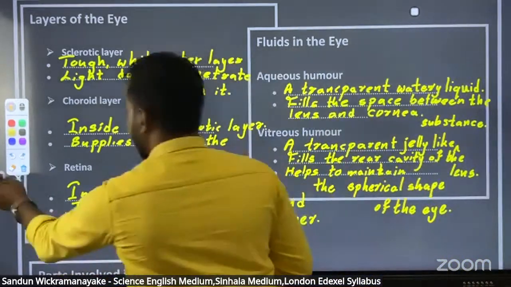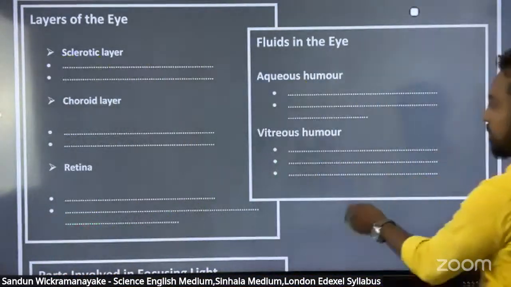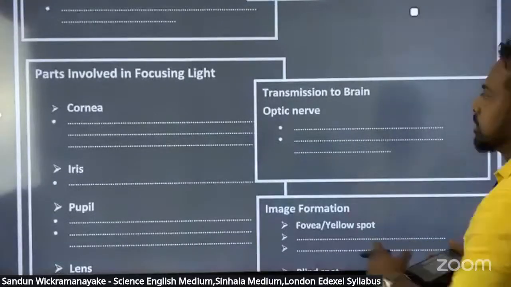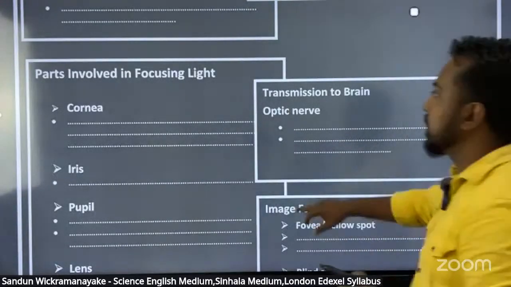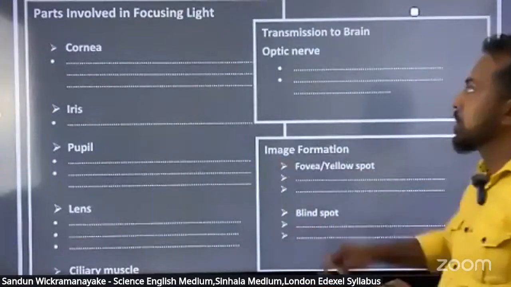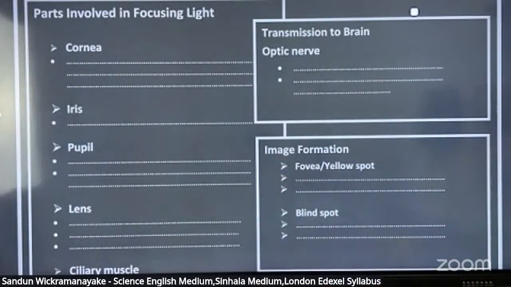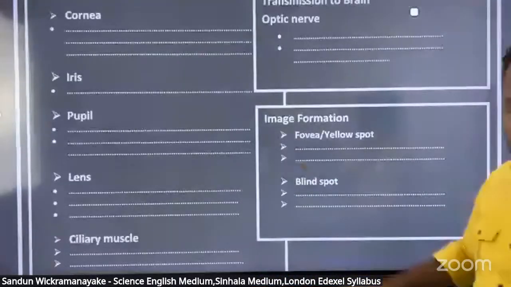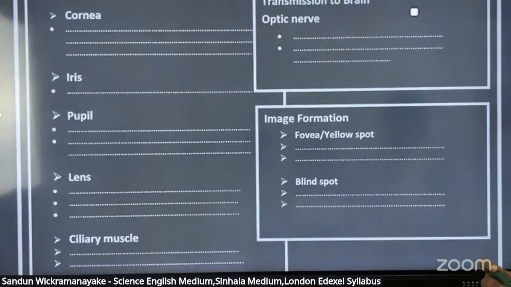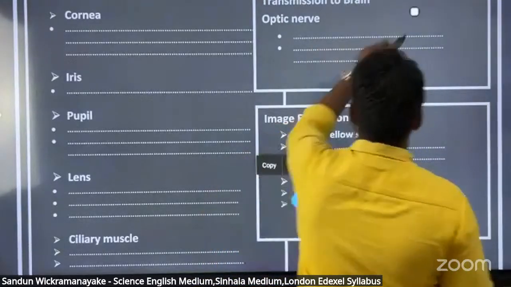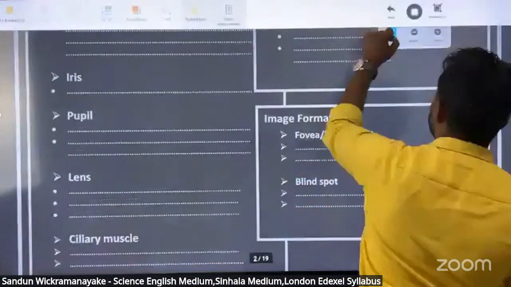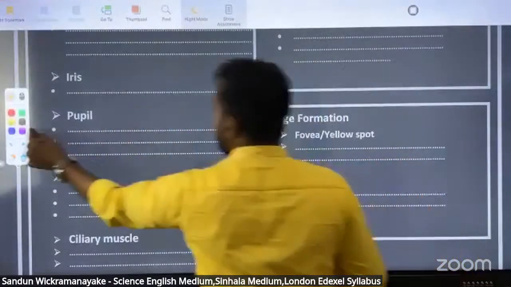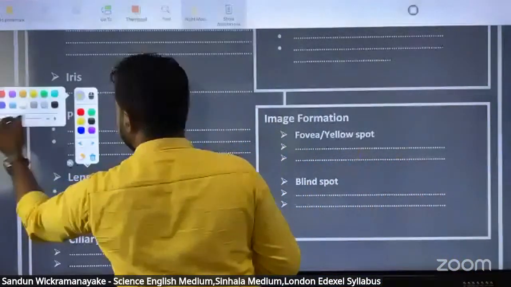Right. Okay then. The parts involve the focusing of light. Okay, there are five parts to do that. Start your writing. Cornea. Number 1 is the cornea. Write it down with me.